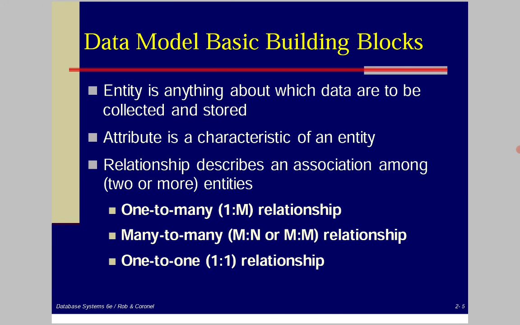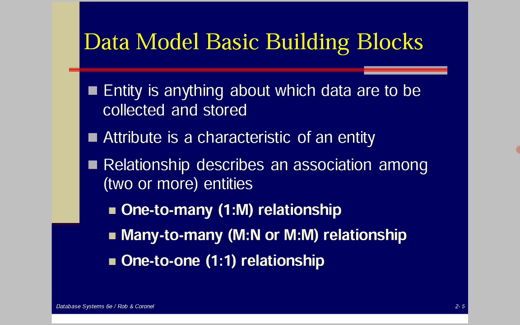Next is data model basic building blocks. So entity is anything about which data are to be collected and stored. Attribute is a characteristic of an entity. Relationship describes an association among two or more entities. One-to-one relationship, that is 1:1, many to many, M:N, one-to-many, 1:M relationship.